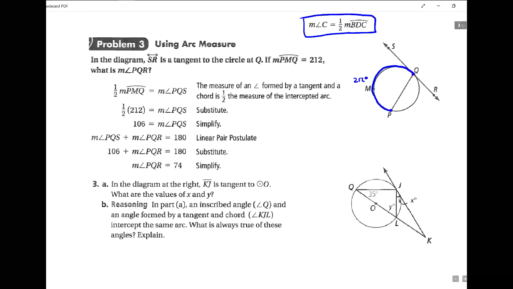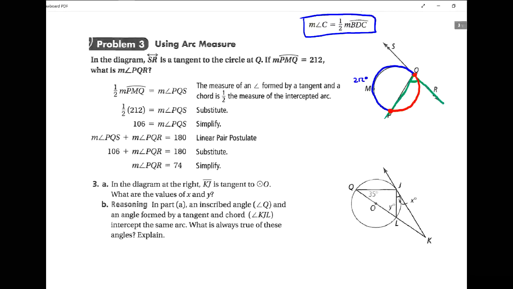Oh, that's tricky. We want to know the measure of that angle right there. So we are looking at this inscribed angle, right? And where does it intercept our circle? We have a tangent and a chord. We are interested in that arc right there. Well, how are we going to find the measure of that arc? I'm guessing it's the rest of our circle.